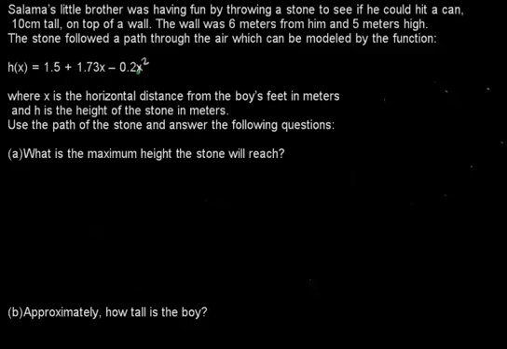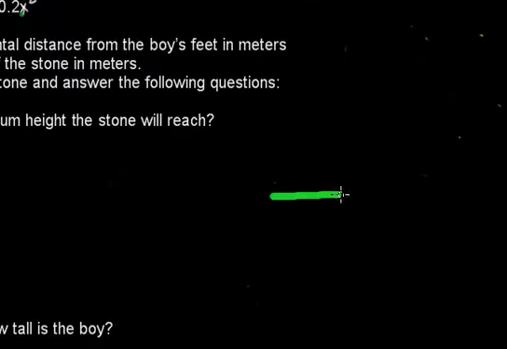Now let's look at this word problem. Salama's little brother was having fun by throwing a stone to see if it could hit a can. Suppose this is the wall. Salama's brother is standing here.